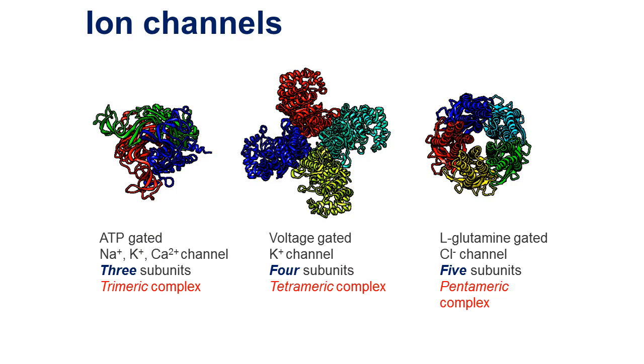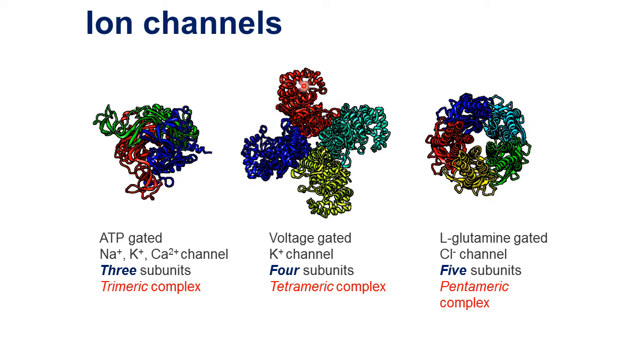Now there are many different ion channels present in human cells. And the diversity of ion channels is illustrated by these various structures that are available. So for instance, here is an ion channel that is ATP gated, so ATP is required. So you're looking here down the channel, and it's composed of 3 identical subunits. So in fact, it's a homotrimeric complex.